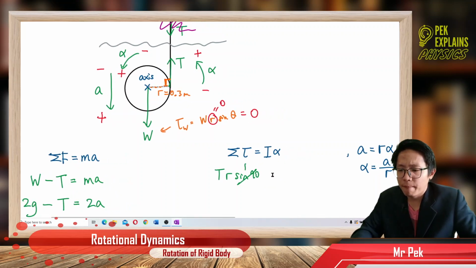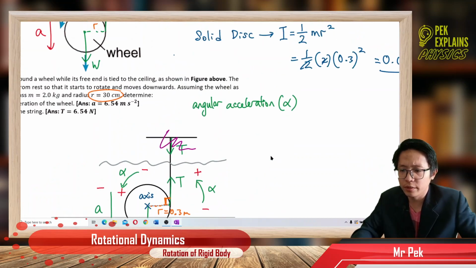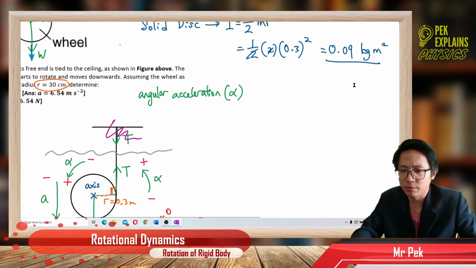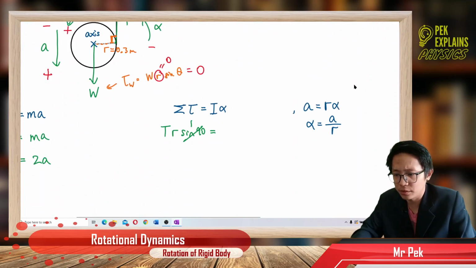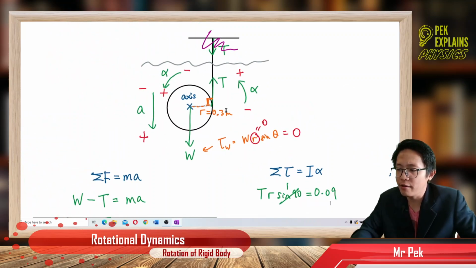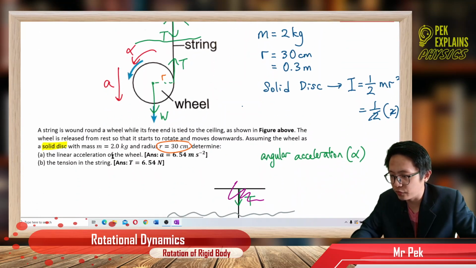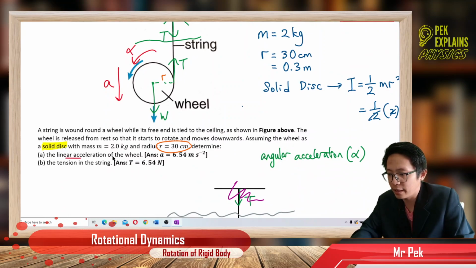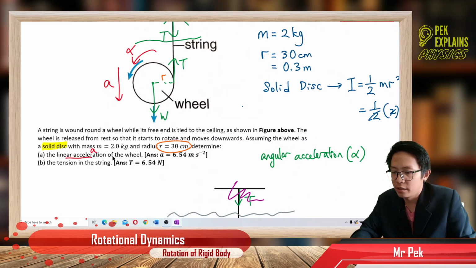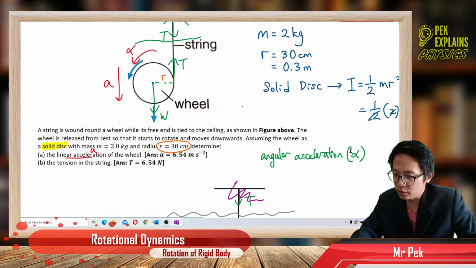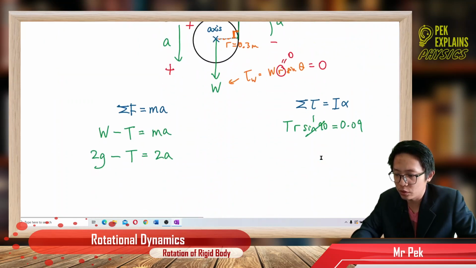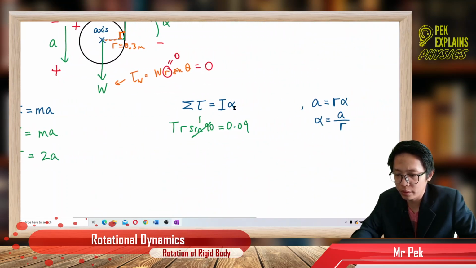And then, our moment of inertia, we got it just now, actually. Moment of inertia, we got 0.09, and then alpha. The question asks for linear acceleration, a. Since the question asks for linear acceleration, we don't want alpha. So what do we do? What if we don't want the alpha? We change the alpha to a.